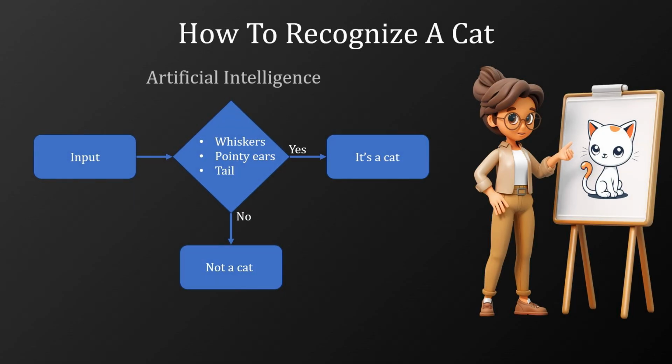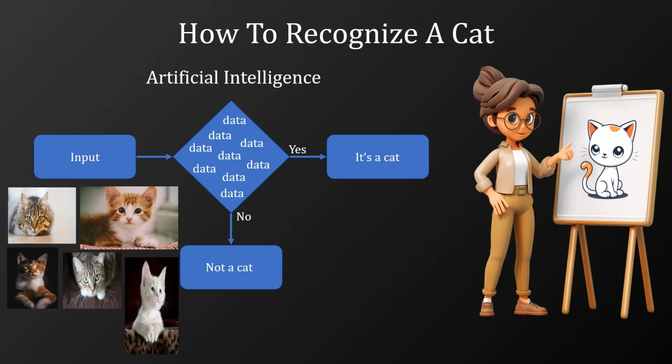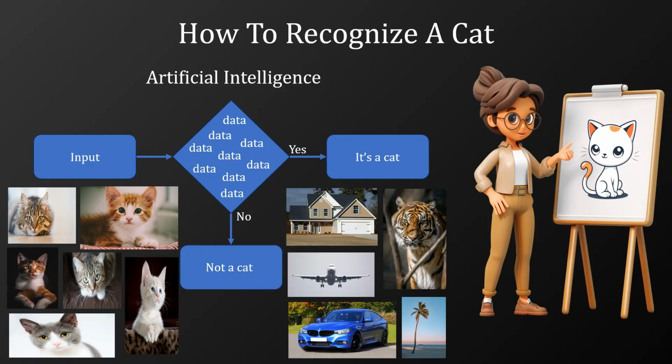Now, AI works differently. Instead of writing all the rules yourself, you provide the system with data, lots and lots of data. In this case, you'd give the AI thousands of images of cats and images of things that are not cats. The AI system then learns how to identify a cat using these images.